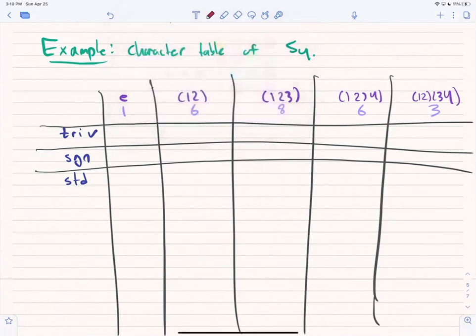Fun color for filling in. So the trivial representation is one-dimensional, and the standard representation is 3-dimensional here. The trace of the identity element is always just the dimension of the representation. Then let's go across. The trivial representation is always easy to fill in because its trace is 1 on every element. And then for the sign representation, we just need to know whether the permutation is even or odd. So odd gives -1, even gives 1, odd gives -1, and then even gives 1. Check.